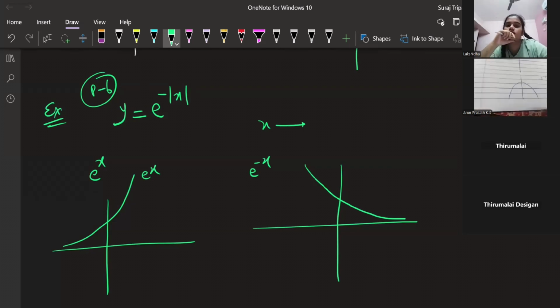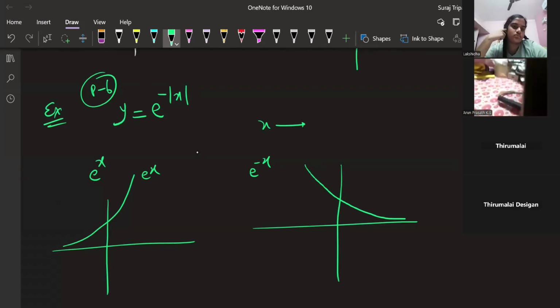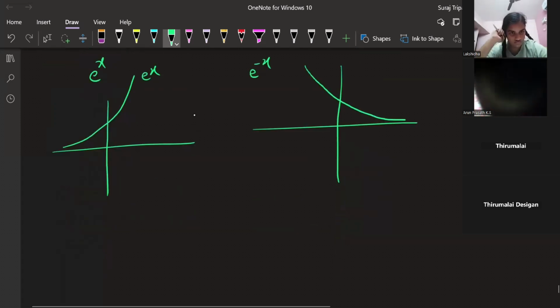Sir, minus x, which one? e power minus mod x. No, no, see, I'm just drawing here. So this is e raised to minus x. Now I'm going to draw e raised to minus of mod x.